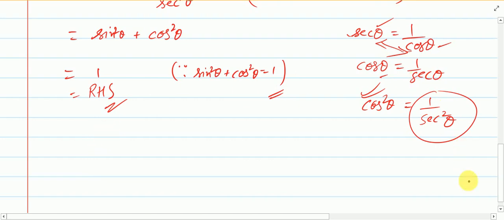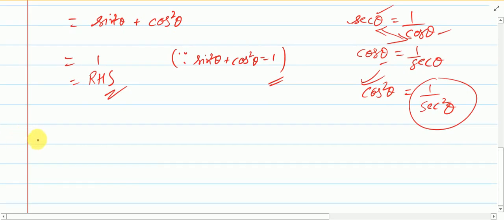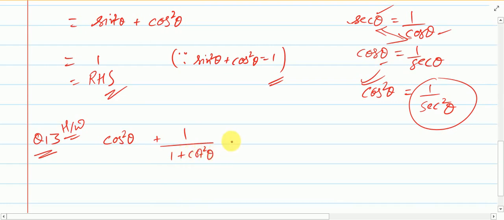Now next is question 13. So question 13 will be your homework. Here it says cos square theta plus 1 by 1 plus cot square theta is equal to 1. Okay. So hint, 1 plus cot square theta is equal to cosec square theta. Yes, so once you put 1 plus cot square theta equal to cosec square theta here, okay, then you get like this.